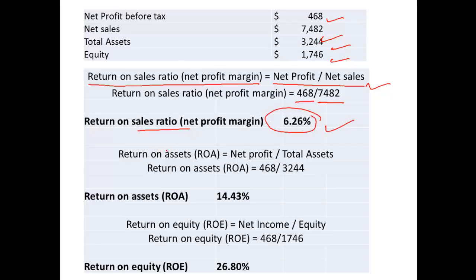Now next is return on assets. Return on assets ratio is an indicator of how profitable a company is relative to its total assets. That is, it gives us an idea of how efficient a management is at using its assets to generate its earnings. It is calculated by dividing the net profit by total assets. So net profit given to us is 468 and total assets is 3244. So the return on assets will come out to 14.43%.